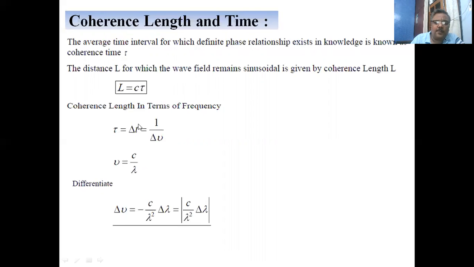This tau is a very small increment, so we denote it by delta t, which is equal to the inverse of a small increment of the frequency, since frequency is the inverse of time. We use the relation frequency equals velocity upon lambda, like v equals n lambda. We differentiate this and we get this. Just note this quantity, c upon lambda square into del lambda. Del lambda by lambda is the quantity that we are concerned with. We define the factor lambda upon del lambda as the spectral purity factor.